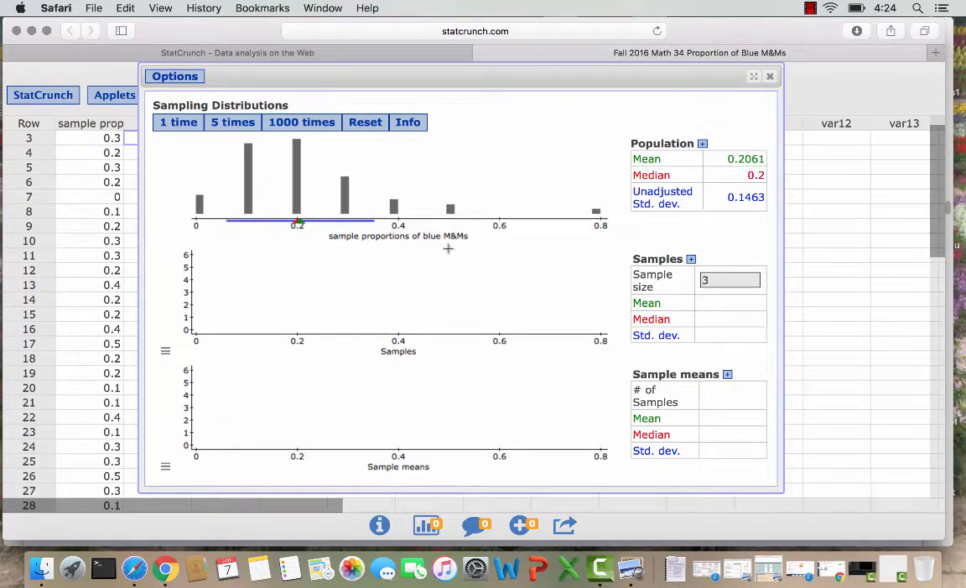We start over. We still got the same population that we're drawing from. That was the data from my fall 2016 class. And if I draw one sample, notice now it pulled 3 different values out of that population distribution and average them. If we do it 5 times, we can watch the animation.